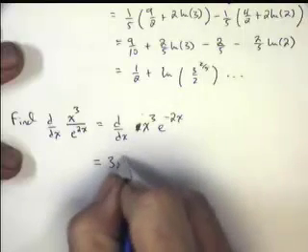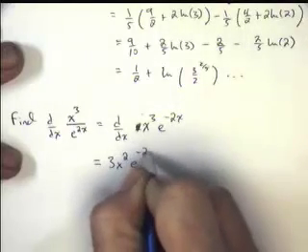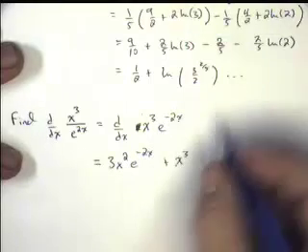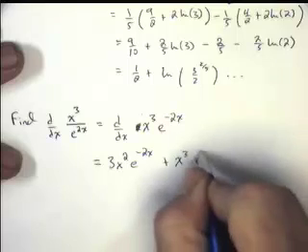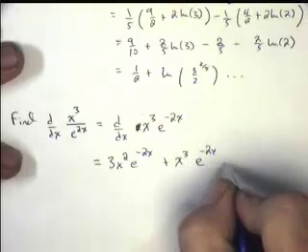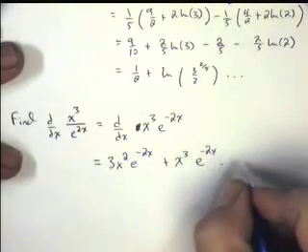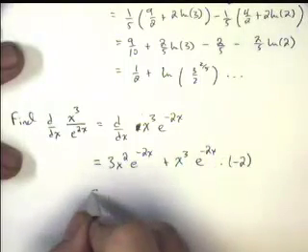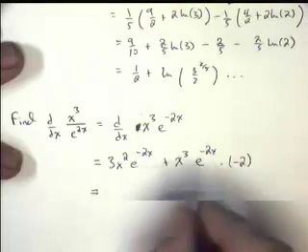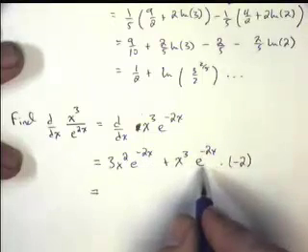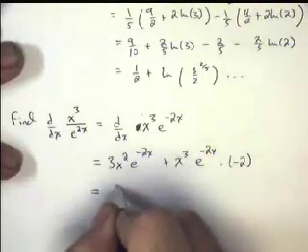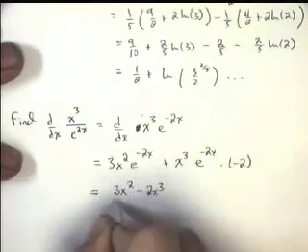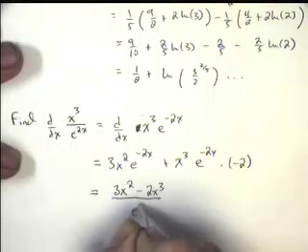That's 3x squared e to the negative 2x plus x cubed. Now the derivative of e to the negative 2x is e to the negative 2x, and then the chain rule says times the derivative of negative 2x, which is negative 2. So we have e to the negative 2x, and x squared can come out of both if we want to, or we can write this as (3x squared minus 2x cubed) over e to the 2x.